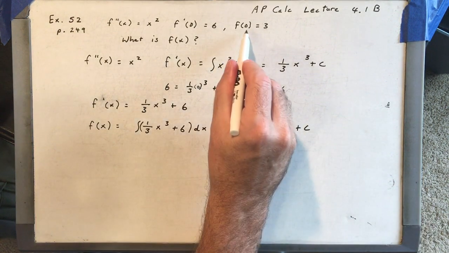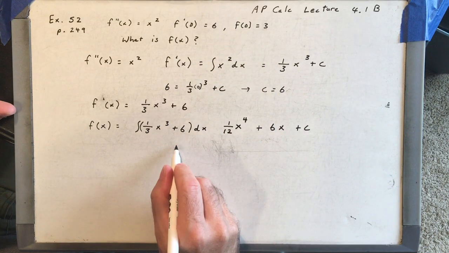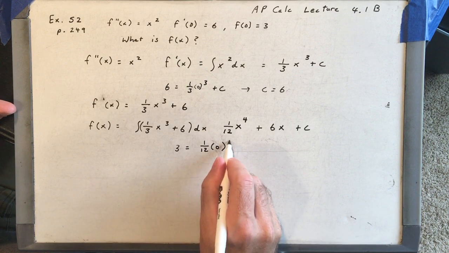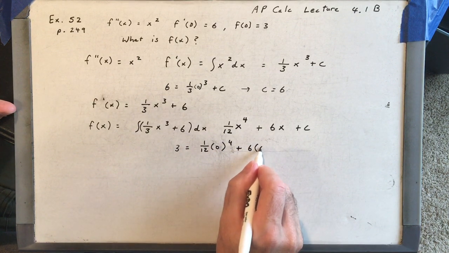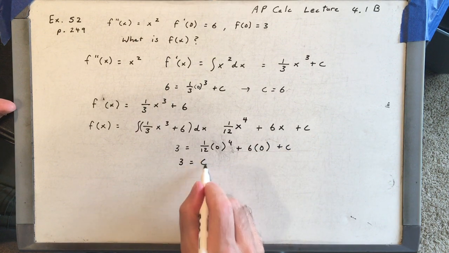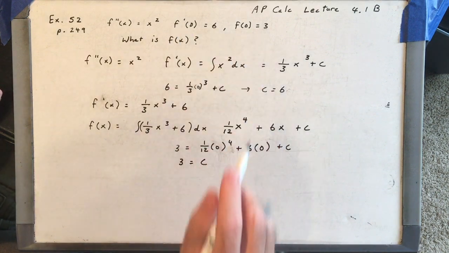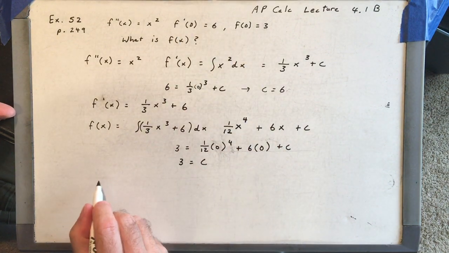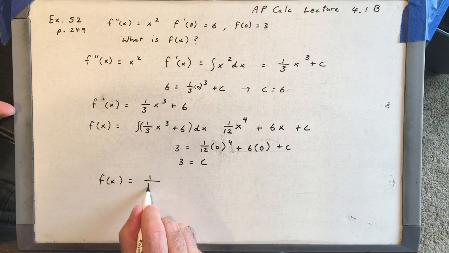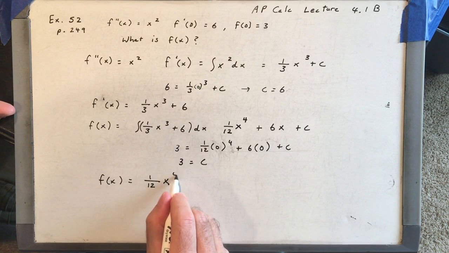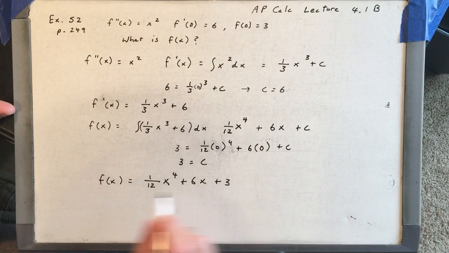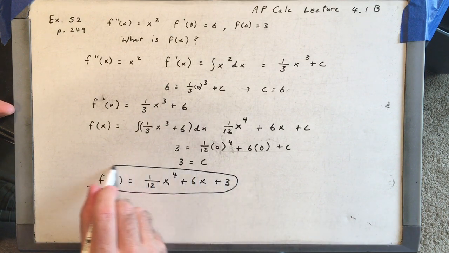And now we're about to finish it up. We know that f of 0 is equal to 3. So I have 3 is equal to 1/12 times 0 to the 4th plus 6 times 0 plus c. So 3 is equal to c. Thank goodness they made x 0 both times. Made for a lot easier work. And our final answer is f of x is equal to 1/12 x to the 4th plus 6x plus 3. All right, solving differential equations.